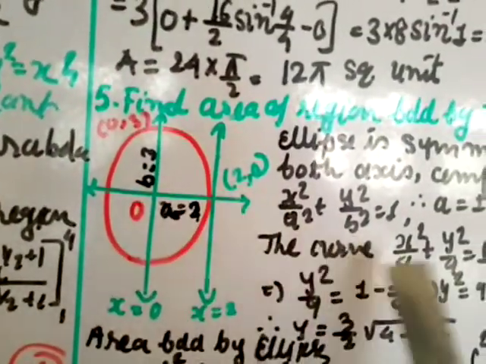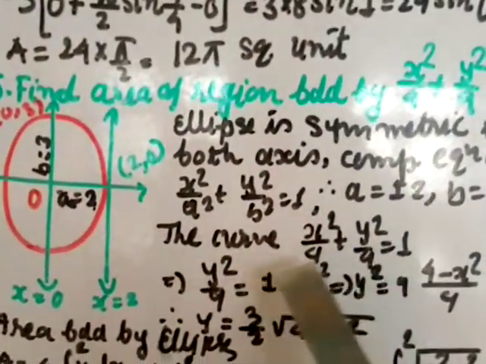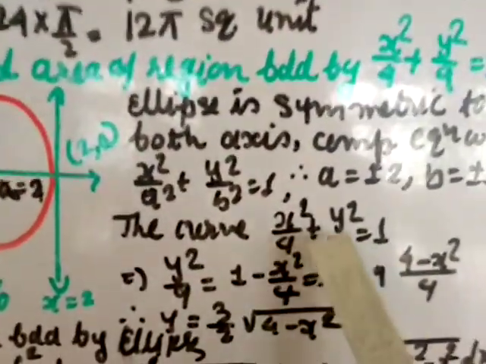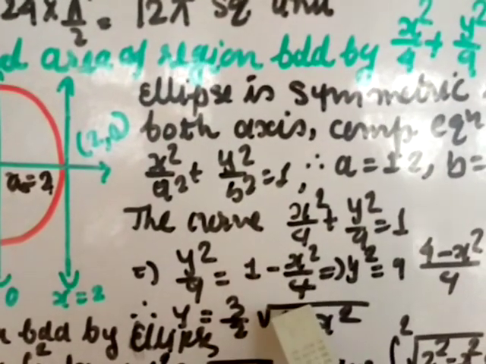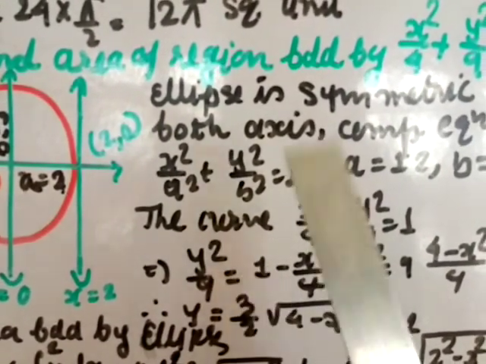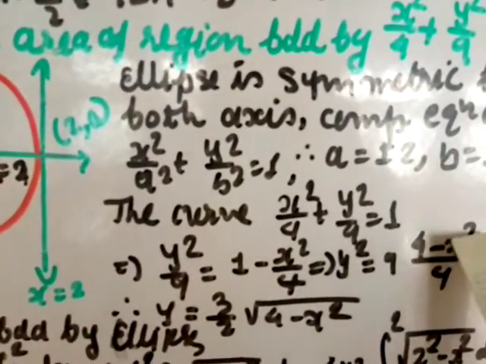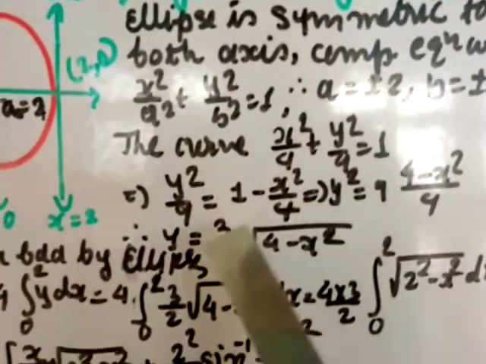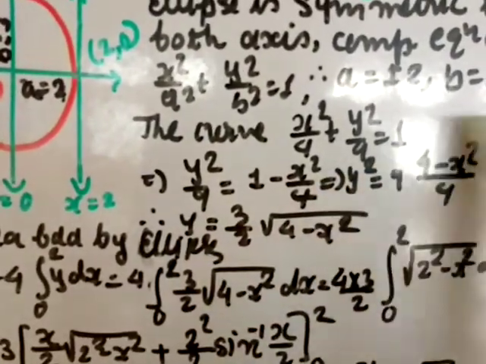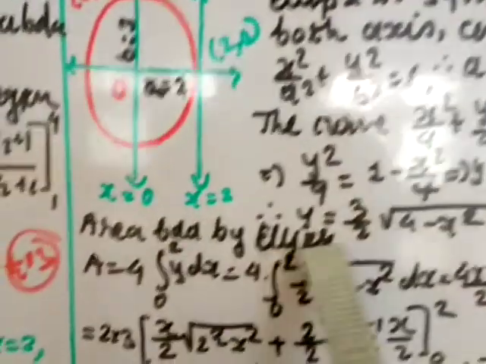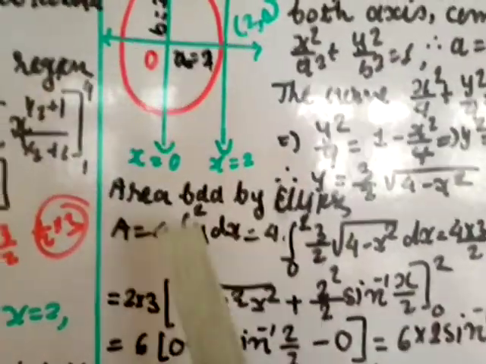Okay, but I have to also convert this equation in terms of y, or take y as the subject. So y square by 9 is equal to 1 minus x square by 4. Take LCM and transfer 9 just like previously. So 9 into 4 minus x square by 4. Then take a square root. So when you take square root, 9 by 4 gives you 3 by 2, and this you write under the square root. Area bounded by the ellipse A is equal to 4 times y, I already said.